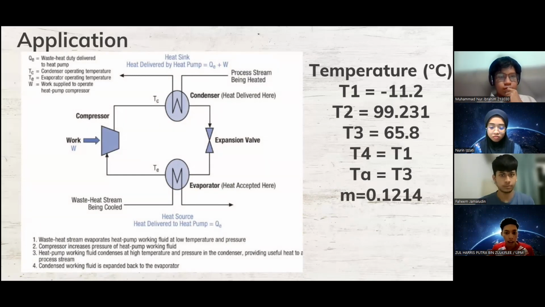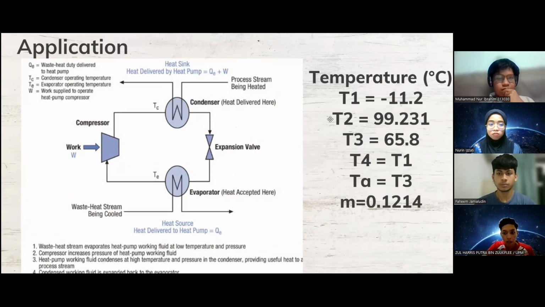And here we can see that we start from the compressor, and then condenser, expansion valve, and then evaporator. So heat sink and heat source. I think for the application part, I will pass to Ibrahim to explain more about this.